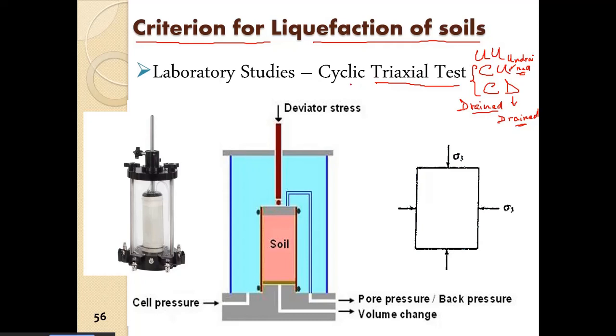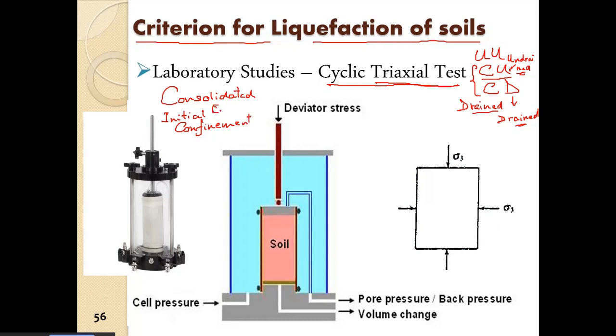So in cyclic triaxial test, most of the tests are of this nature. The sample is consolidated. Why is it consolidated? So that we can understand the effect of initial consolidation, initial confining stress. This is a very important parameter as far as the criterion for liquefaction of soils is considered. We will see how it is. So it is consolidated so that we can understand the effect of initial effective confinement on the soil.